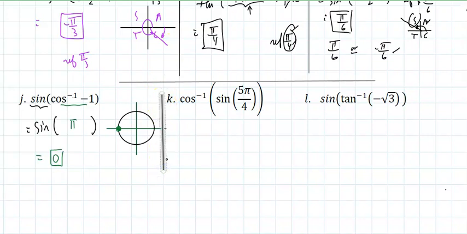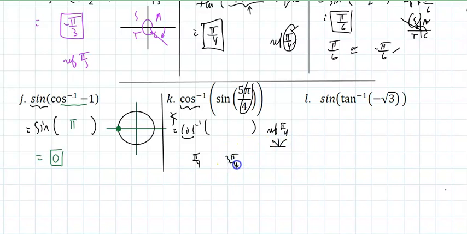How about here? My answer is an angle. So I'm looking for the inverse cosine of what? Well, I know the reference angle is pi over 4. I'm going to show you how it works. I have a reference angle of pi over 4. For inverse cosine, my answer is either pi over 4 or in the second quadrant 3 pi over 4, depending on whether this is positive or negative.